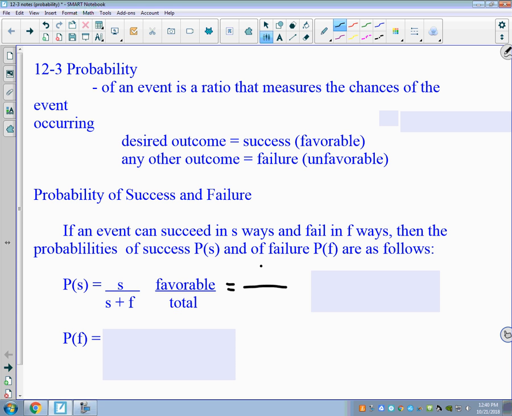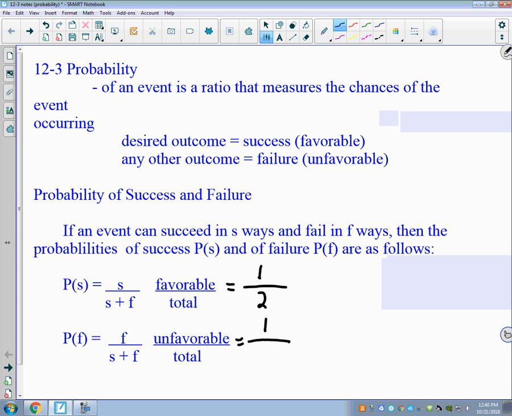If you think about flipping a coin, what's the probability of flipping heads? Well, heads would be success, which would be 1, over the total number of ways that can happen, which is 2. And the probability of failure, how many ways it can not happen, would be failure over S plus F, or unfavorable over total. If we keep talking about how many ways we can not get heads on flipping a coin, there's only 1 way, and there's still 2 total.